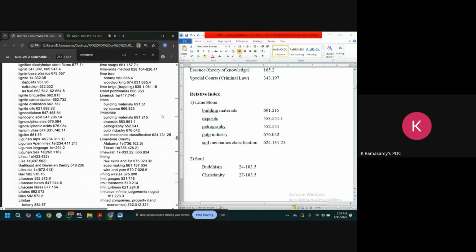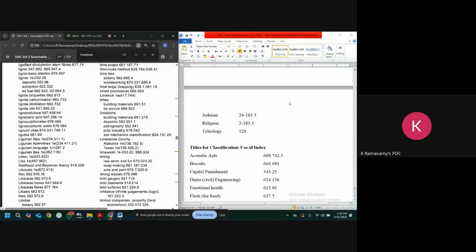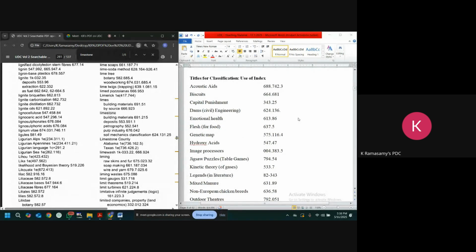Just like in DDC we have relative index, similarly in UDC also, a good number of entries are presented as a relative index, where you need to pick up the subject which the book you have in your hand is discussing. This is called relative index. Okay, good. So these three different kinds of things are: one is simple numbers, other is qualifiers, and finally you have got relative index. Then let me try to work out numbers for a few subjects. I got some titles. Using the index, how can we find out numbers for these subjects?